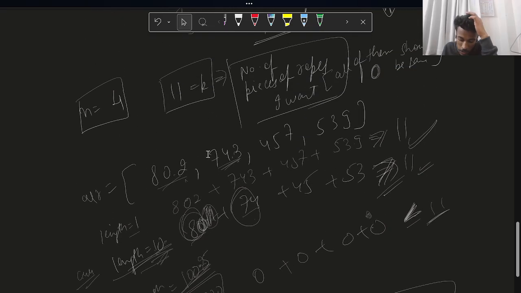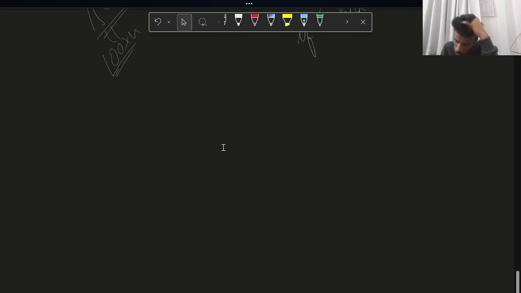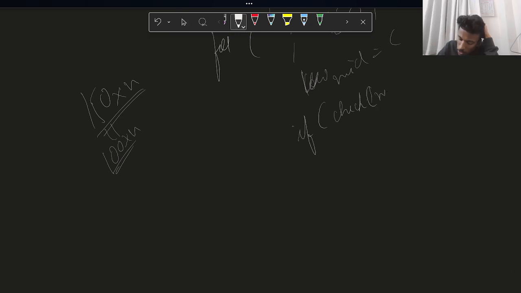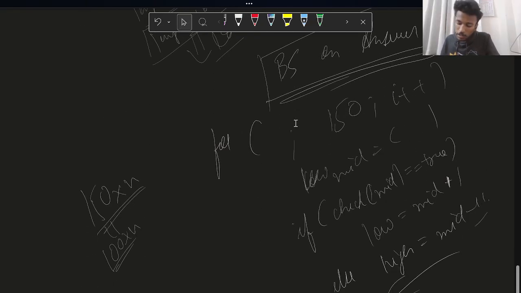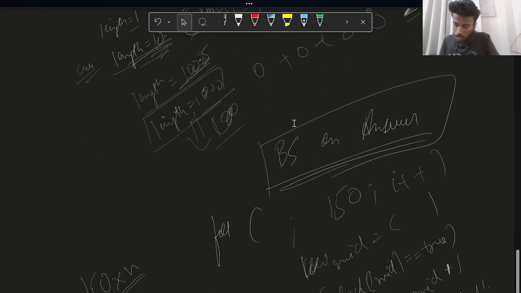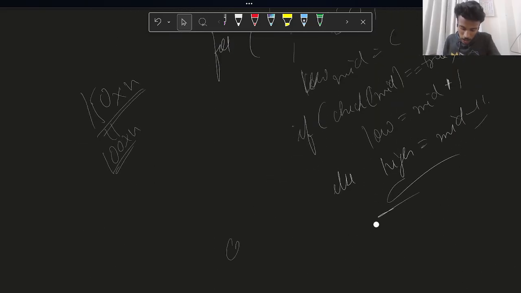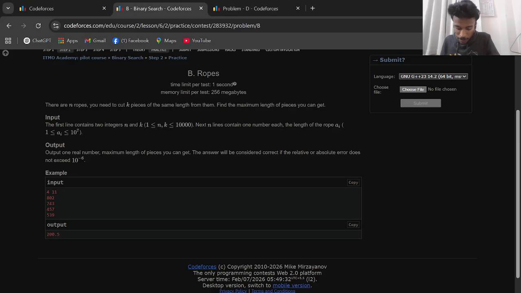And if the total sum is greater than or equal to k, then definitely that answer is possible. So if on checking, check of mid becomes true, then simply check for a larger value, low equals mid plus 1. And otherwise, high equals mid minus 1. Okay, so this was the only case, the standard binary search on answer from the last video. The only catch here is this decimal part, this epsilon binary search.